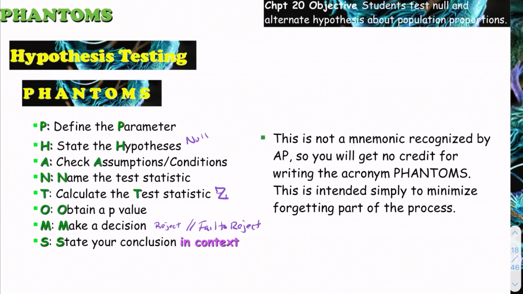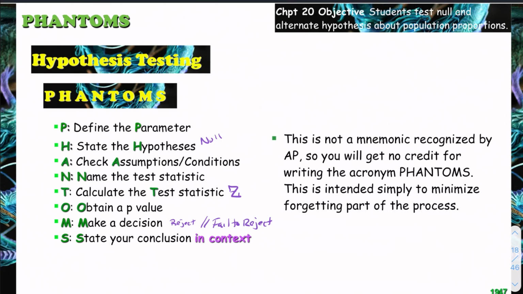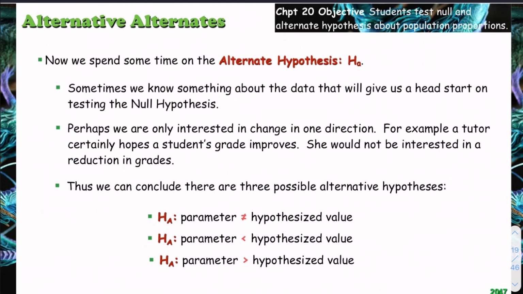This is PHANTOMS. Now note, this is not a mnemonic recognized by the AP, so you will get no credit for writing the acronym PHANTOMS. This is intended simply to minimize forgetting part of the process. We've got one extra thing to add, and then we will end the video. So we focused all on this null, and I've described the process to you, and it seems kind of nebulous. I want to quickly turn our attention to the alternate hypothesis.